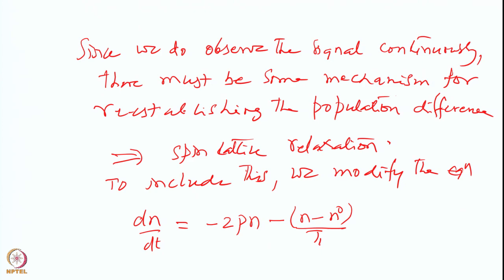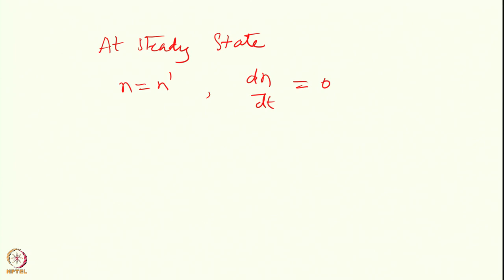So, if you want to continuously observe the signal without N becoming 0, then we look at the steady state where N is not 0. So, at steady state, N is equal to N dash and dN by dt is equal to 0. After solving that equation, we get N dash is equal to N naught divided by 1 plus 2pT1.